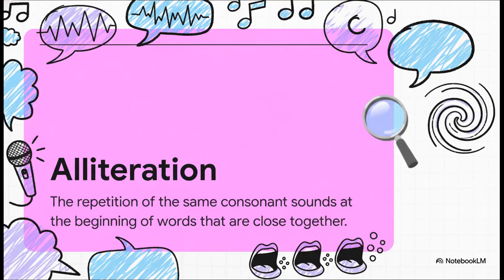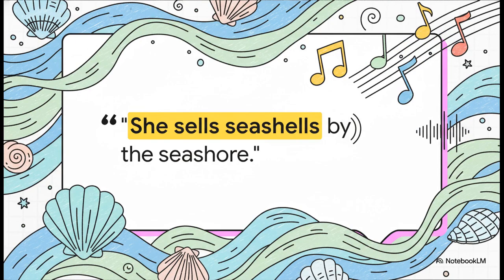First, we have alliteration. This is just when you repeat the same starting sound in a bunch of words that are close together. It creates this really cool rhythm that can make any phrase way more memorable and catchy. And here's the tongue twister everyone knows. Go ahead, say it out loud. She sells seashells. That repeating S sound almost mimics the sound of the waves, doesn't it? It just sounds cool, and that's why we remember it.